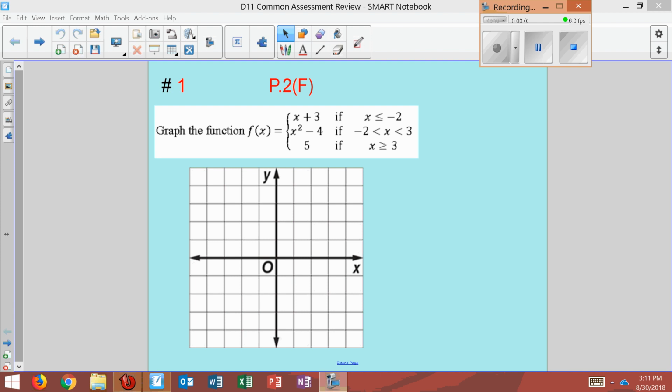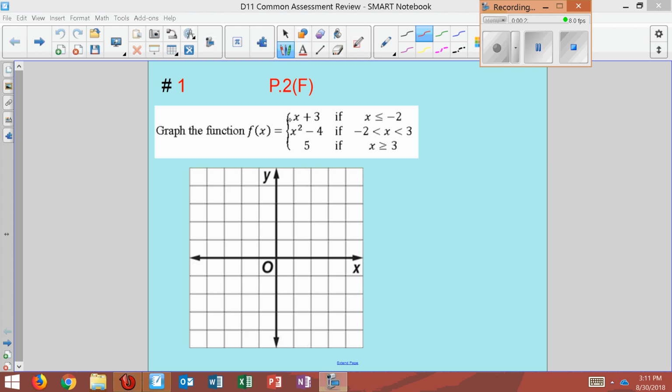Number 1, graph the function f of x equals, and here's the piecewise equation: x plus 3 if x is less than or equal to negative 2, x squared minus 4 if x is between negative 2 and 3, and 5 if x is greater than or equal to 3. So I'll show you how to do this in the calculator, but first, we know how to graph.